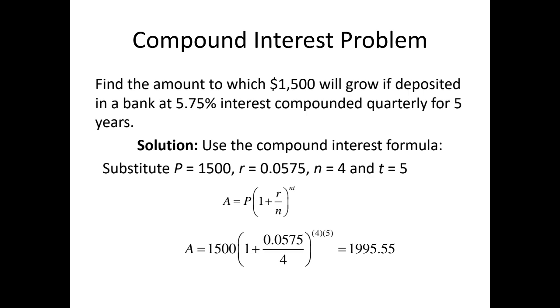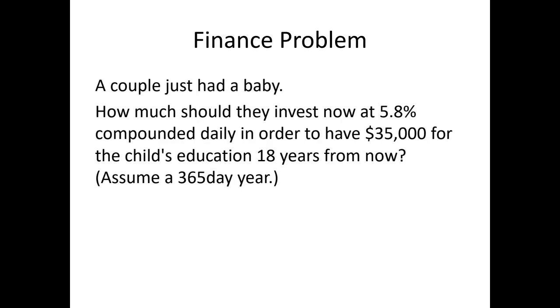Okay, all right. So let's look at another finance problem here. So we have a couple that just had a baby, and they want to invest money so that they can give it to their child for education, right? And when they turn 18, they want them to go to college or something, right? So they want to have $35,000 for them to use for college purposes, hopefully, right? So let's go ahead and solve. It's asking us, how much should they invest? So what they're asking us is, how much should our present value be now in order for us to have a future value of $35,000?